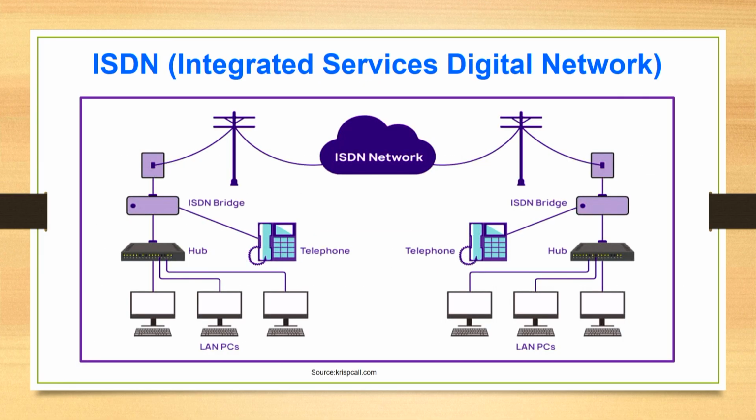After that, there comes the ISDN, that is the Integrated Services Digital Network. Here you can see that dedicated devices are required for establishing the communication. So, what are the features of this ISDN? We used to call it the ISDN line, like the leased line and the dial-up connection. So, what is this ISDN?